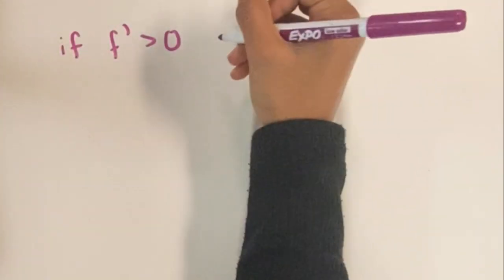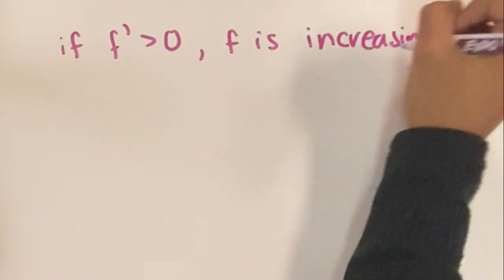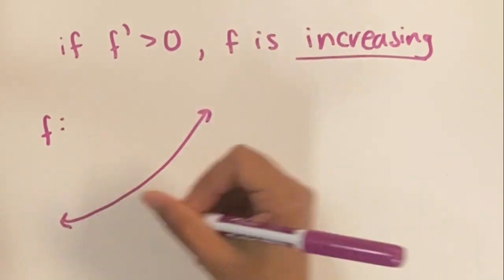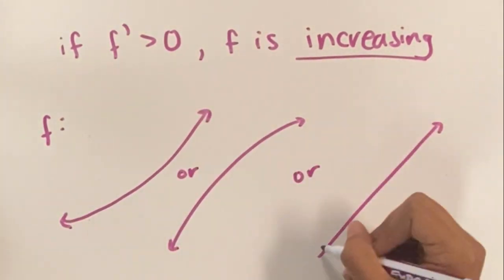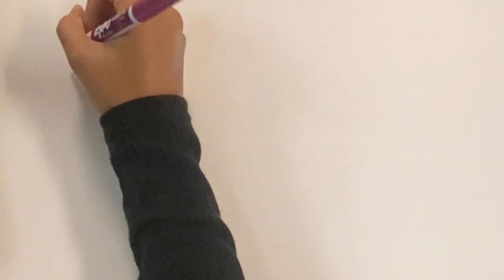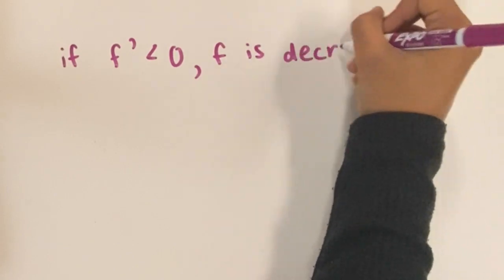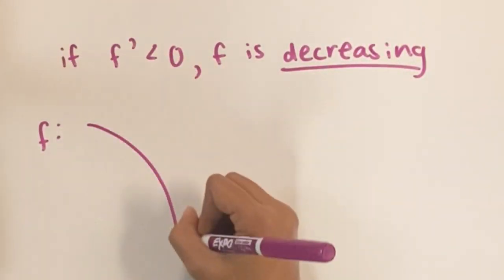If f prime is greater than 0, then that means the graph of f is increasing or rising. f can look like any of the three graphs displayed on the screen. If f prime is less than 0, then that means the graph of f will be falling or decreasing. Examples of this will be displayed on the screen.